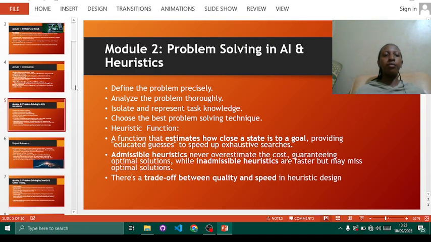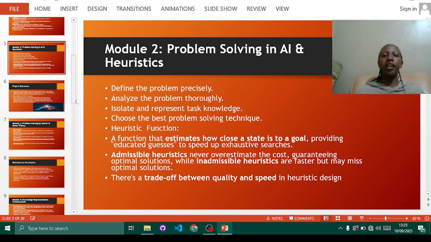Module 2, the second module, was problem solving in AI and heuristics. First of all, problem solving: we define the problem precisely, analyze the problem thoroughly, isolate and represent task knowledge, and choose the best problem solving technique.